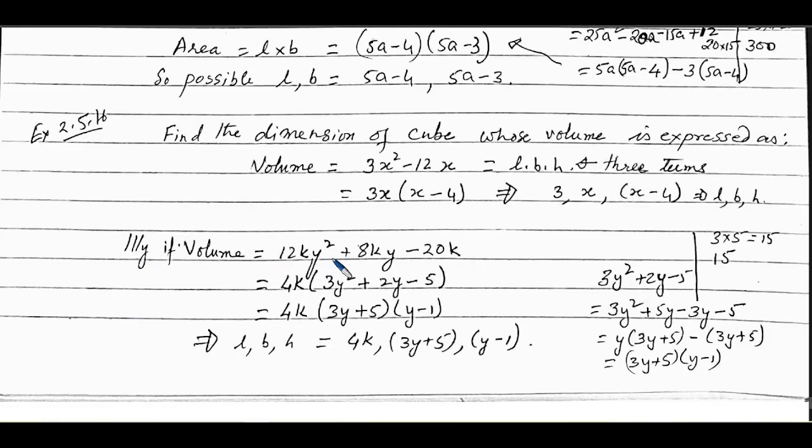So similarly, if the volume is given by this expression, then I can simplify it. This 4k I can take common, 4k, that is 4 into 3 is 12 k y square, then 4 into 2 is 8 k y, and 4 into minus 5 is minus 20 k. And now I factorize this portion here. I have shown how to factorize. If I factorize, I get 3y plus 5 and y minus 1. So now there are three factors, 4k, this 3y plus 5 and y minus 1. So this may be length, this is breadth, this is height.